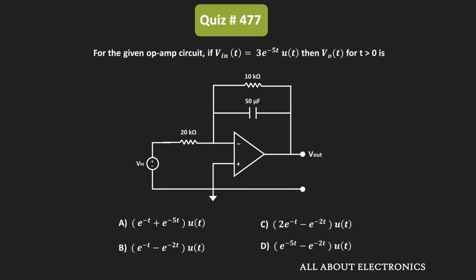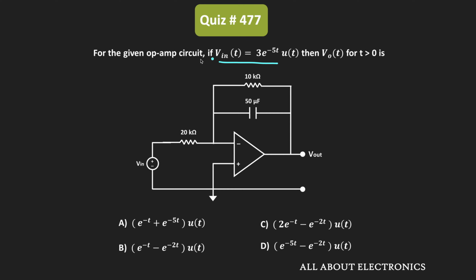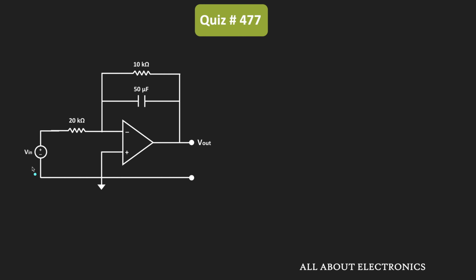So in this question, we have been given an op-amp based circuit, and in this circuit, this exponentially decaying signal is applied as an input. Here, we have been asked to find the output voltage of the circuit for t greater than 0. Since the input is an exponentially decaying signal, it is better to do the circuit analysis of the given circuit using the Laplace transform.